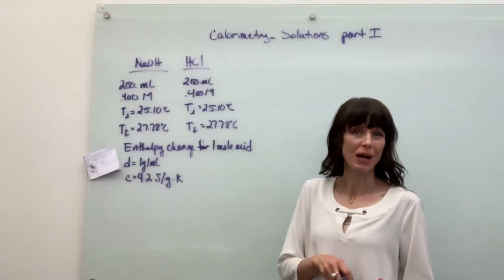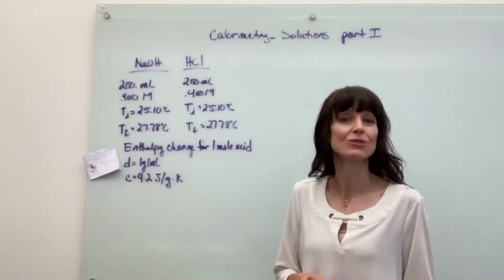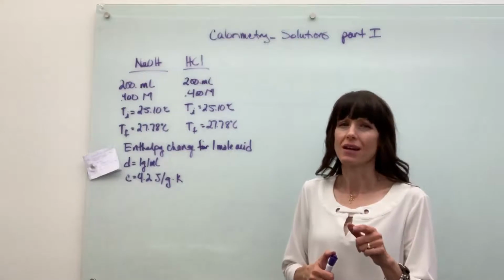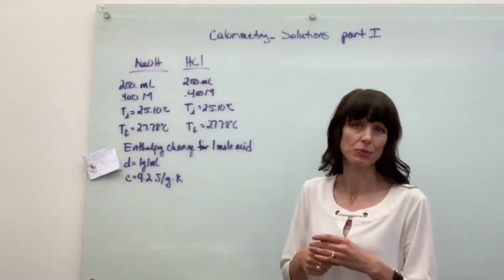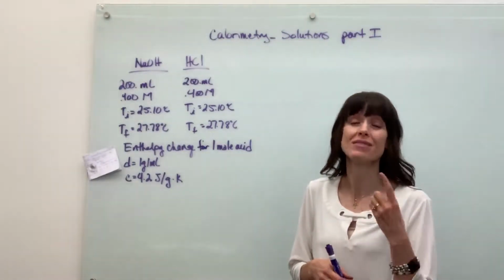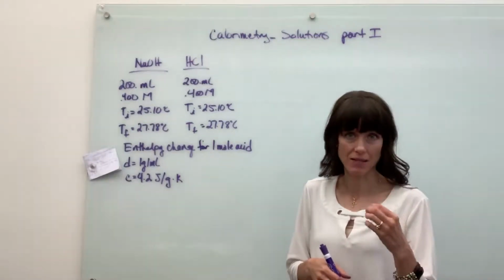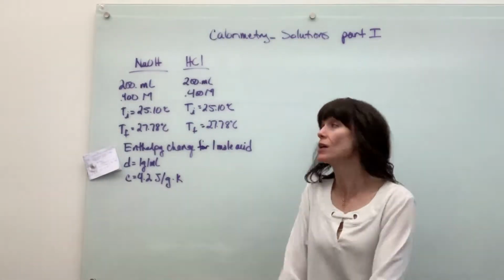We are going to do a problem. It's a calorimetry problem with solutions. I'll be honest, I think this is one of the hardest calorimetry problems for students, and it's because of one thing: you have to add masses. I'll show you where. So here's our problem.